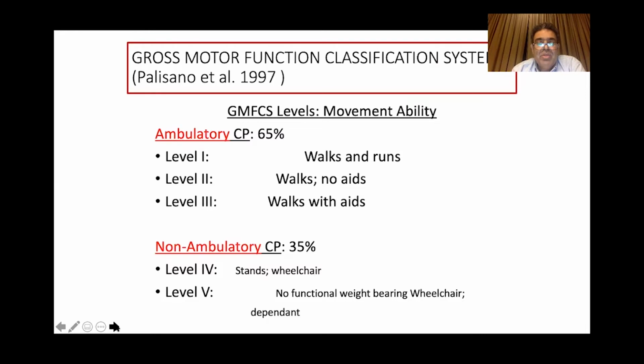The non-ambulatory, which constitutes 1/3 of the cases, is either level 3, level 4, or 5, where they usually use a wheelchair. Sometimes he can walk indoors. This is level 4. Level 5 is completely wheelchair dependent.